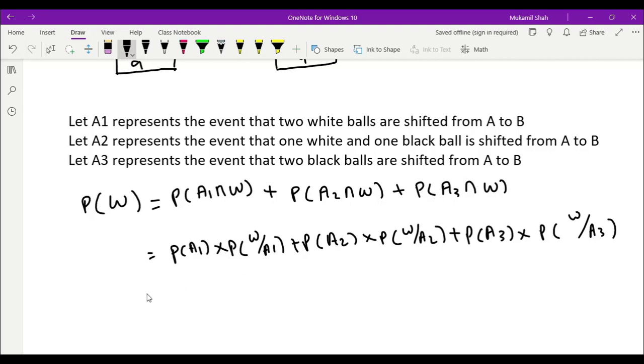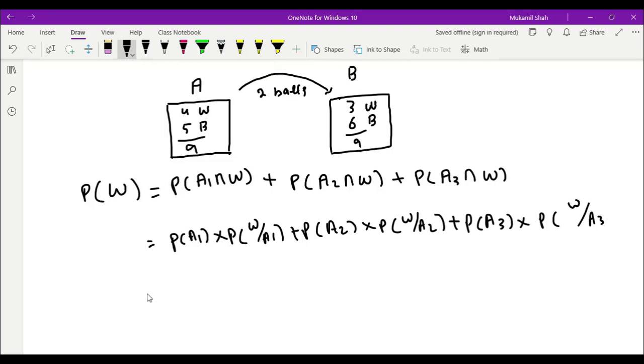Now we need to calculate the probability of A1, A2 and A3 and the conditional probabilities. Now we have to compute these probabilities. So what will the probability of A1 be? Since we know that A1 represents 2 white balls being shifted from A to B, the total number of white balls is 4. So 4 choose 2, divided by the total number of balls, 9, so 9 choose 2. This is the probability of A1, which means that 2 white balls are shifted from A to B, multiplied by the probability of white given A1.